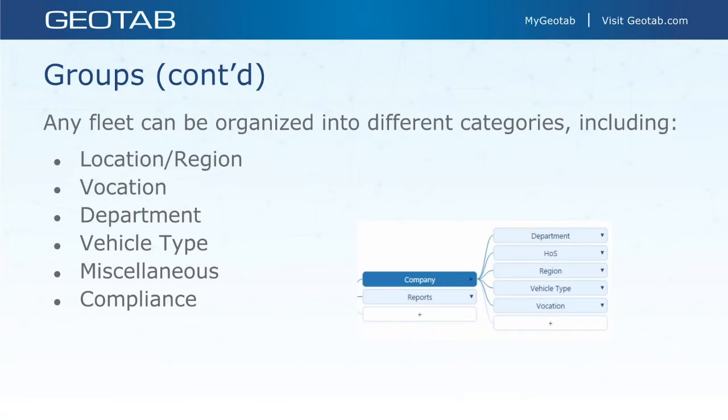You can group it by location or region if you have offices in different locations. You can group it by vocation or department, different vehicle types, miscellaneous, compliance if you have some vehicles, Class 8 interstate vehicles that are subject to the ELD mandate. Another topic here as well, which is shown in the screenshot, is reporting. So if you want to have users with visibility to certain things within the database, but when emailed reports go out, maybe they see a larger or a smaller group of vehicles or just their own vehicle.